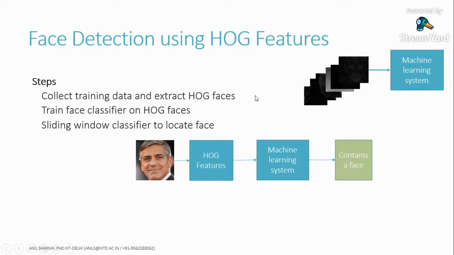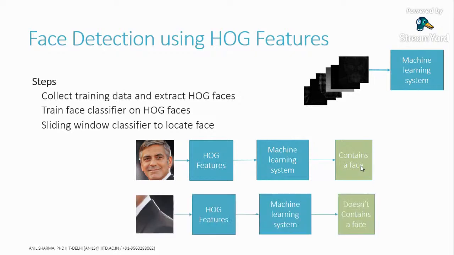So let's say if this is a small image that we are having, then what we will be doing is we will first compute the HOG features, and then we will use the learned machine learning system, which will say whether the input image contains a face or it doesn't contain a face. Similarly for some other image, we will perform the same operations, and it should say it doesn't contain a face. In our example, we will be using a pre-trained model so that we don't waste our time training our own model, because there are many face detection machine learning systems available which can be used freely and which are available for public use, for commercial use as well.